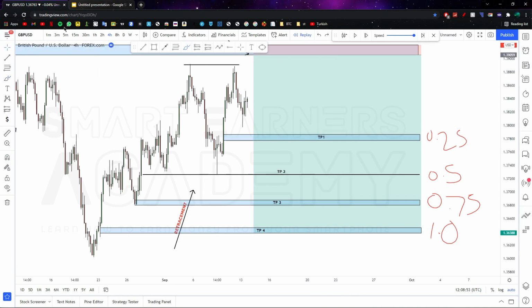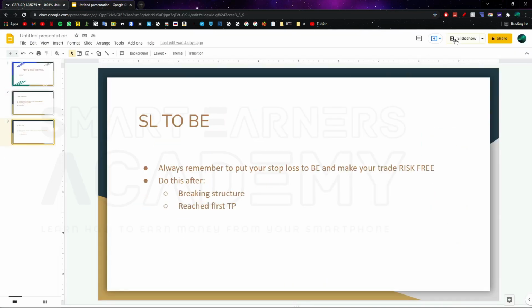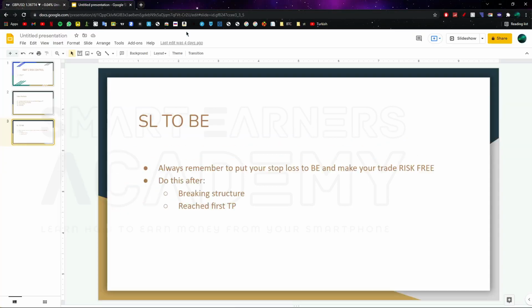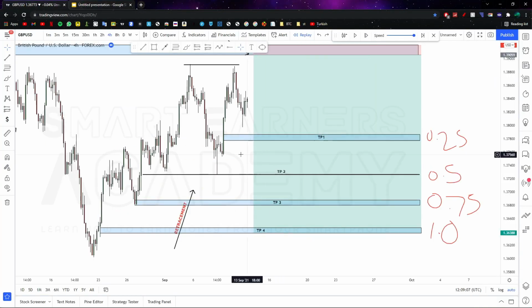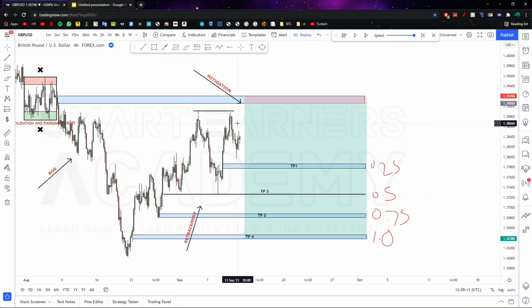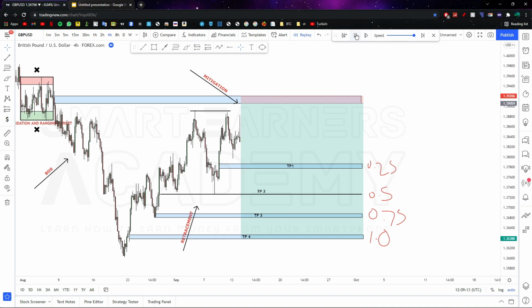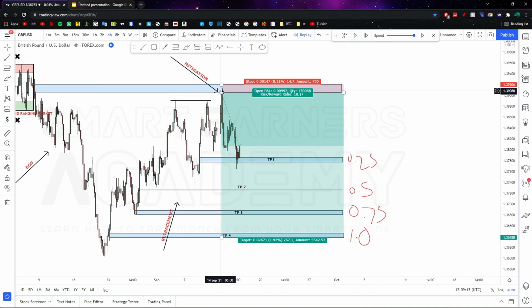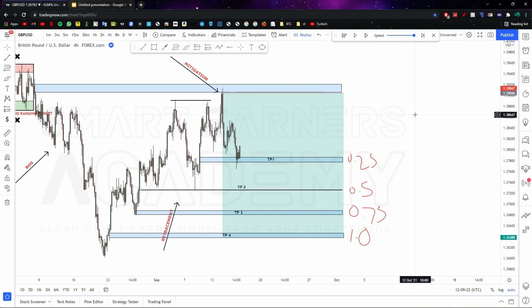And now I'm going to show you where you would put your stop loss to break even. So always remember to put your stop loss to break even and make your trade basically risk free after price breaks structure or we reach our first take partial. So essentially, let's say we play price, and there we go, we hit take partial 1. So what we're going to do is set our stop loss to break even.